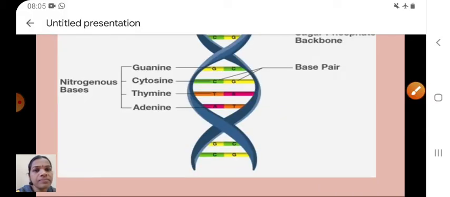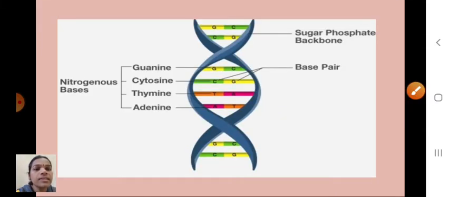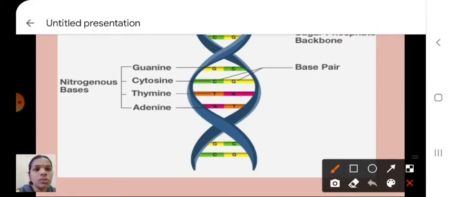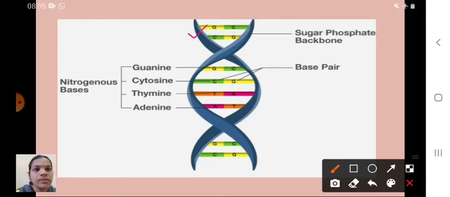Next one is, see here, this is the structure of DNA, that is the double helix structure. Two strands are here. Yes, this is one strand, this is another strand, and here, this is what? Nitrogenous base. There are four types of nitrogenous base: guanine, cytosine, thymine and adenine.